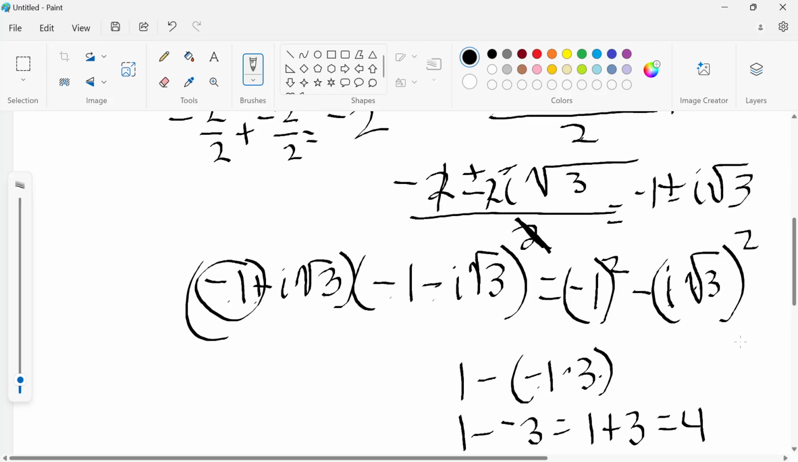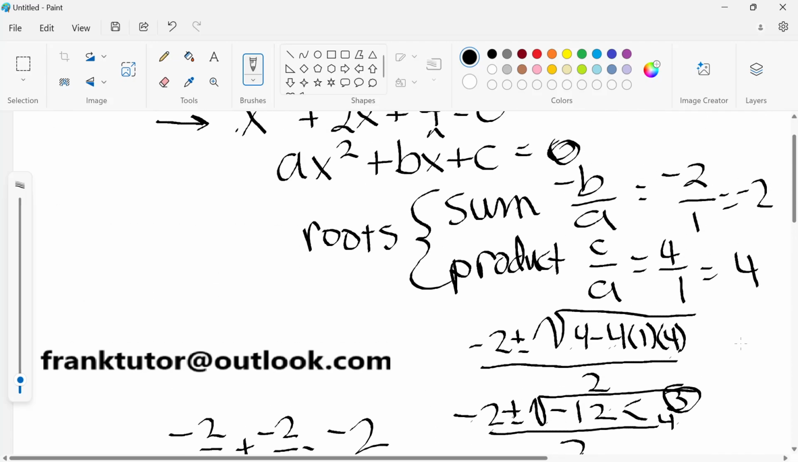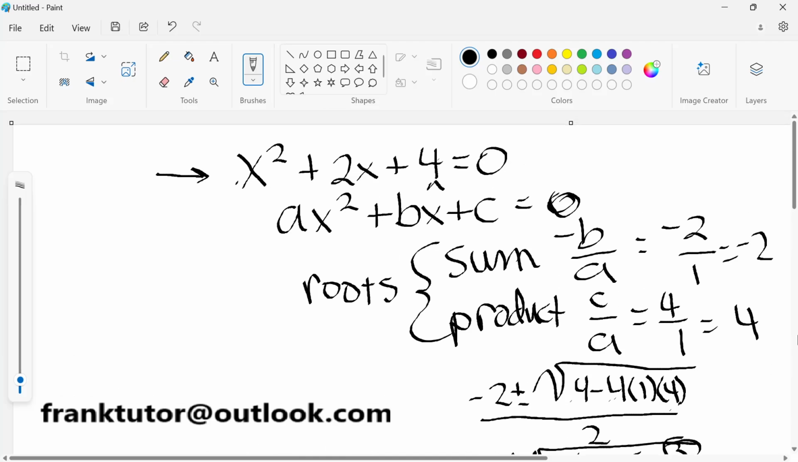So I just wanted to show that it is in fact true that the sum, negative b over a, works. In this case it's negative 2. The product is c over a, which in this case is 4.